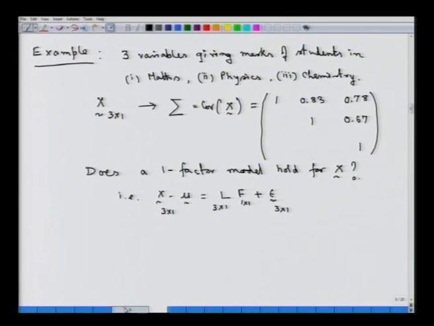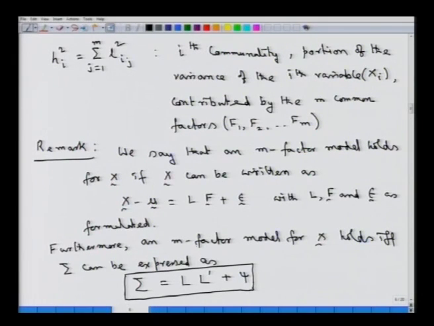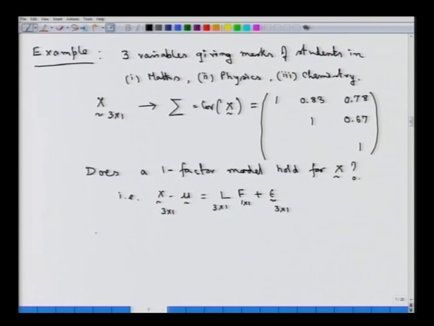Now, as we had remarked here, we are going to say that an m factor model for x holds if and only if sigma can be expressed as sigma equal to L L dash plus psi, with appropriate values of L matrix and the matrix psi. So we are going to verify this relationship, whether sigma is conformable to such a representation, where this is L L dash plus this psi matrix.